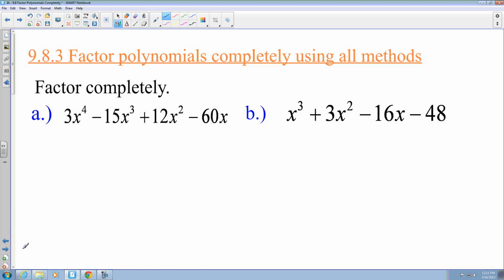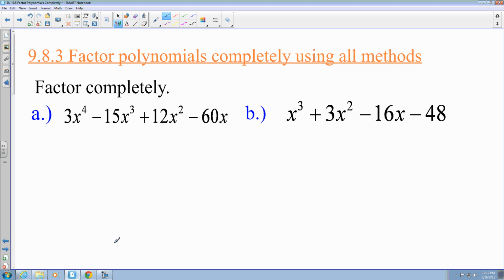These examples ask us to factor out the polynomial completely using all the methods. So the first thing you have to identify is whether it is a binomial, a trinomial, or something larger. If it's a trinomial, we can either factor it using reverse FOIL or greatest common binomial factor. If it's 4 terms, like a cubic function, we first can use grouping in order to factor this out.